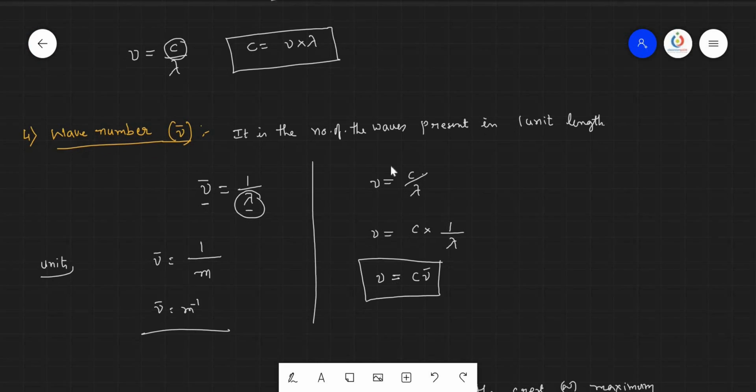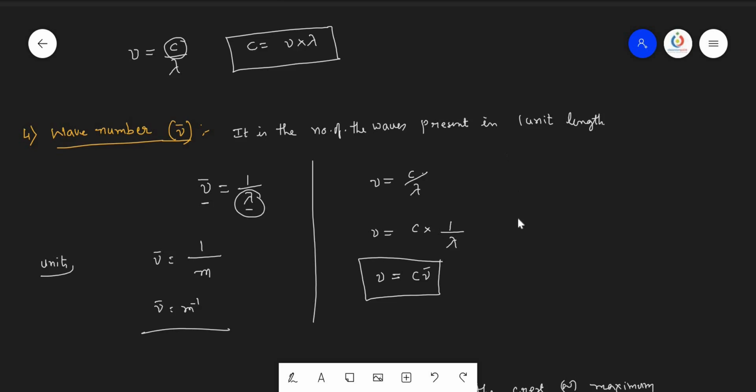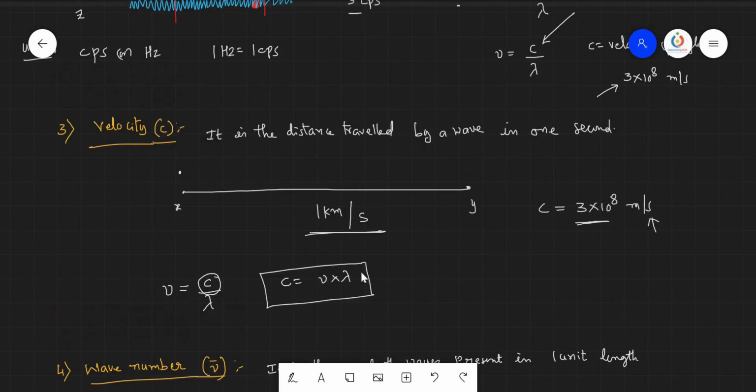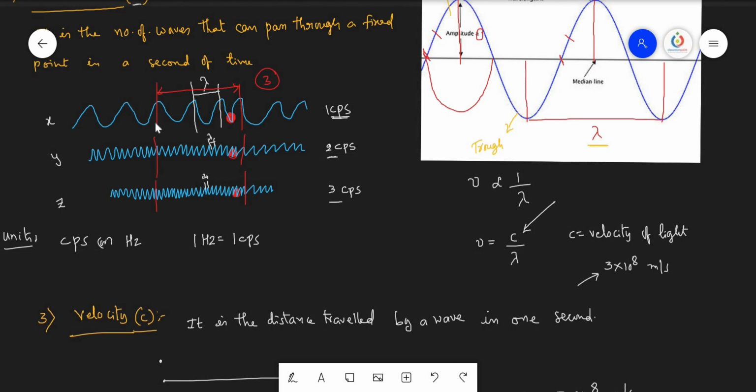Wave number means the number of waves that is present in unit length. Here I will take here. So, this is the unit length. All red lines represent unit length, from here to here. And this is the length actually.